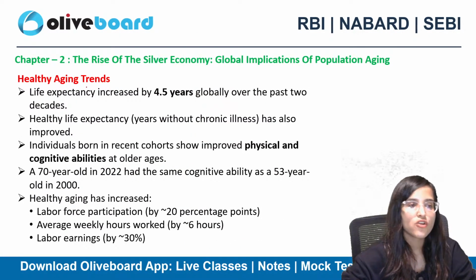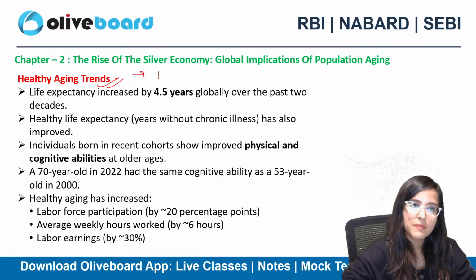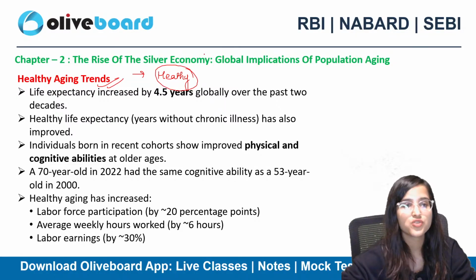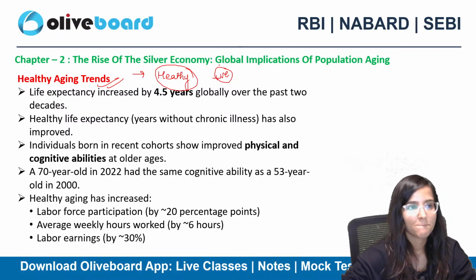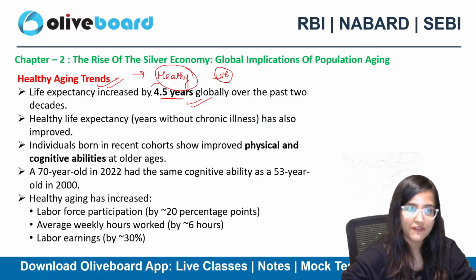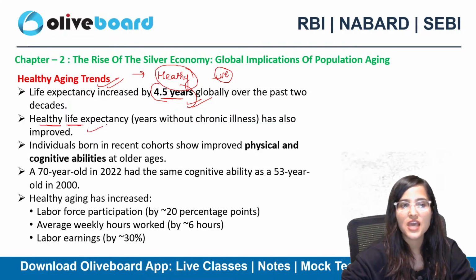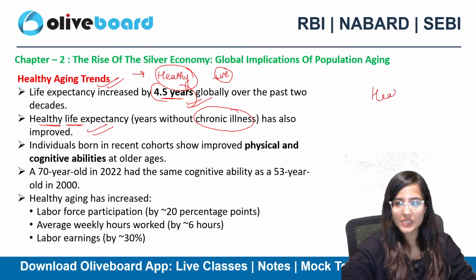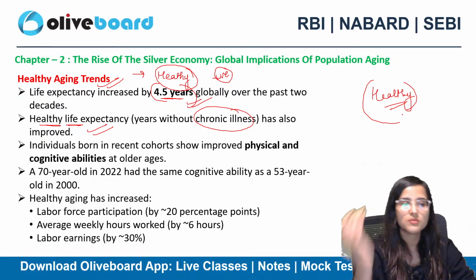Then they also talk about the healthy aging trends, that if people are aging healthy, then how it is going to benefit. Life expectancy increased by 4.5 years globally. So they are saying that life expectancy has increased by 4.5 years. Healthy life expectancy has also improved. That means years without chronic illness. So healthy life expectancy means wherein there's no chronic illness. Chronic illness means long term illness.